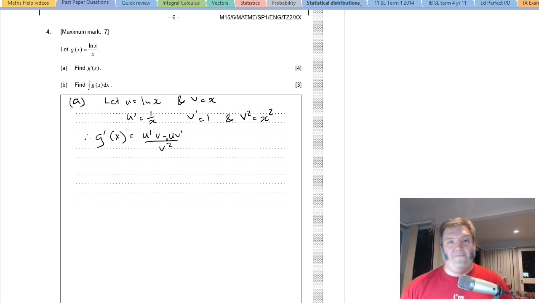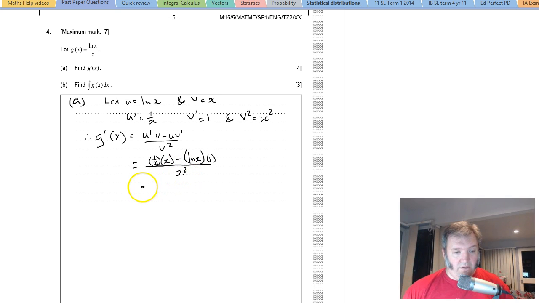So we got that far. Fill in the blanks, write down your answer. It should be pretty easy. We can see we're going to have nice things that cancel with each other. Let's see how we go. U dash, so it's 1 over x, multiplied by x, minus ln x, and v dash was 1 multiplied by 1. All divided by v squared, which is going to be x squared.